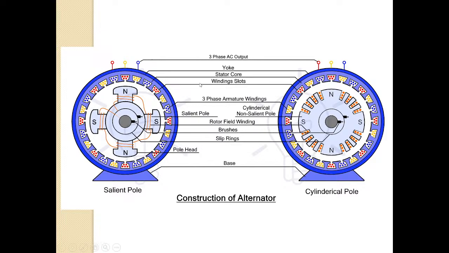Now if you see the rotor, it can be salient pole type or cylindrical pole type. So what is the rotor? It is the rotating part of the alternator, which carries the field winding. Let us see the salient pole type rotor.